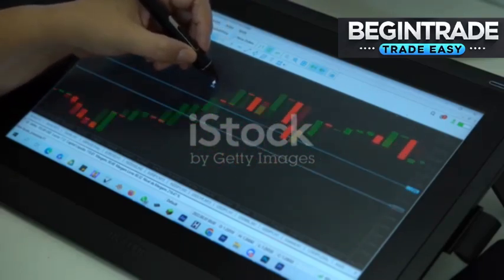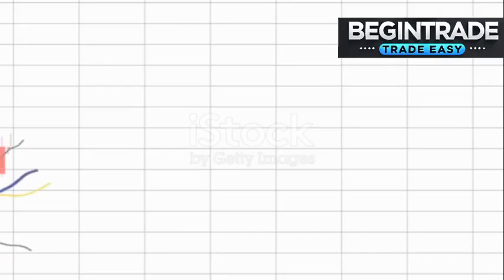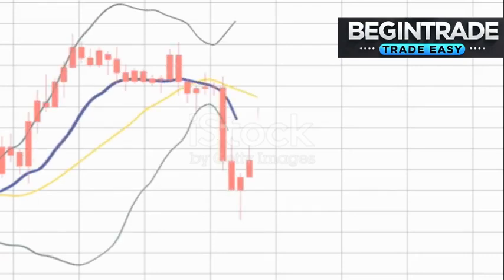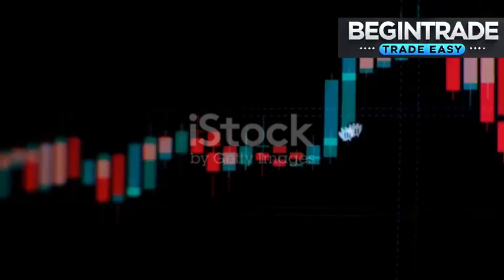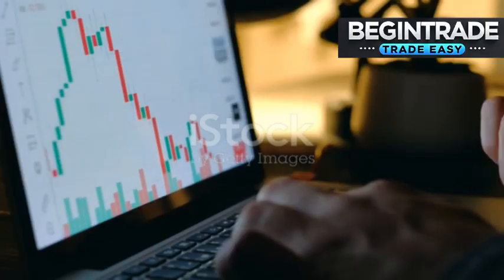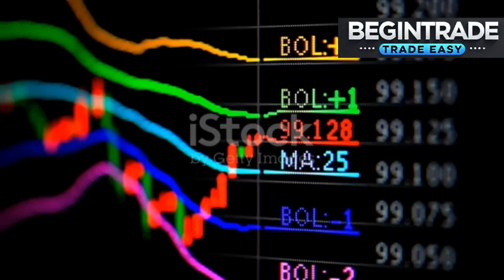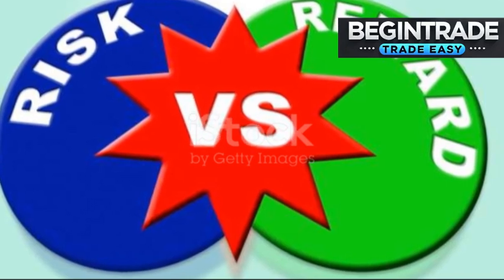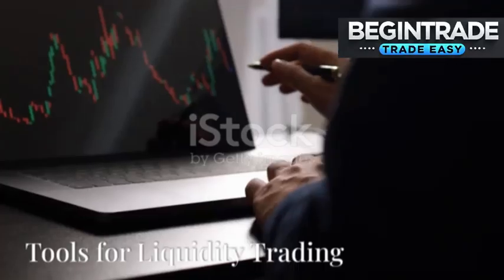Step 3. Confirmation entry. After the liquidity grab, look for a break of structure, or BOS, on lower timeframes. Enter the trade in the direction of the rejection. Place your stop loss above or below the liquidity grab. Step 4. Set targets. Target the next liquidity pool, such as swing highs, lows, or order blocks. Use a reward-to-risk ratio of at least 1:2 or 1:3.